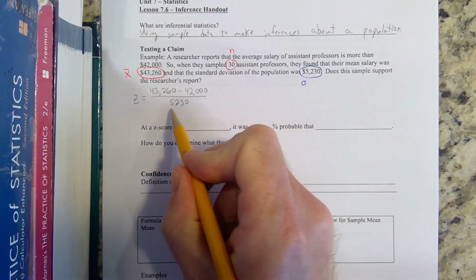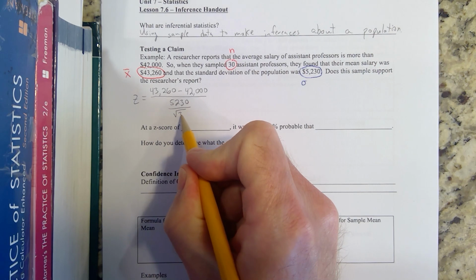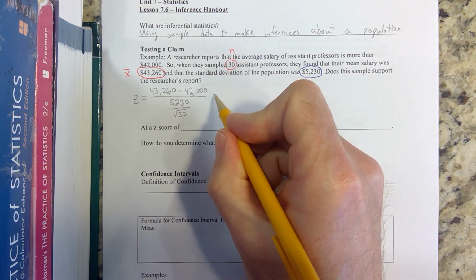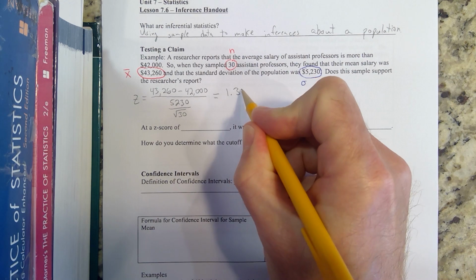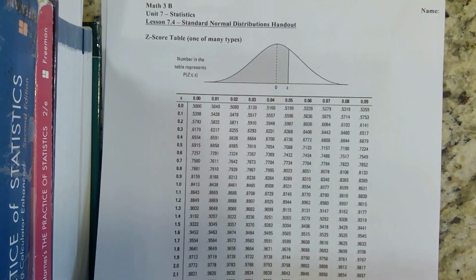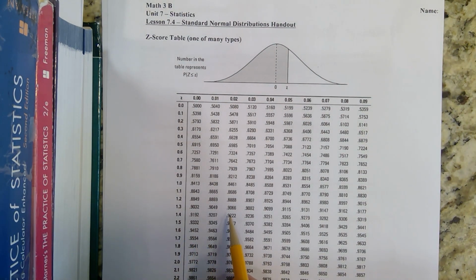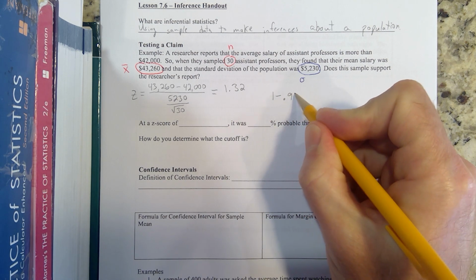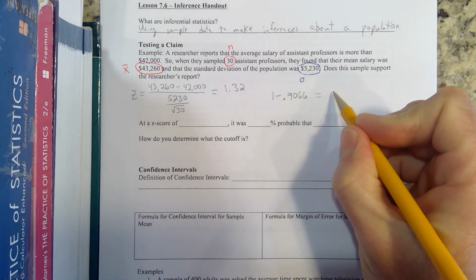5,230 is my sigma, and then I had a sample size of 30. So that calculation right there will tell me my z-score, or how many standard deviations away from the 42,000 is this 43,260. Okay, so work that out. And we get 1.32 standard deviations away. Okay, so find that on our handy dandy table. And it's right there. Okay, but we want greater than, so we're going to do 1 minus 0.9066.